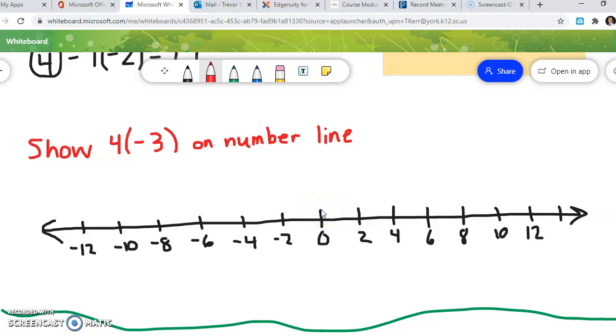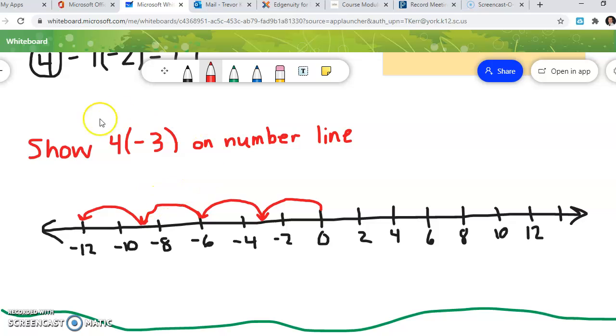So we're doing 4 groups of -3. I'm going to do a group of -3, and I know that -3 is right there in the middle of -4 and -2. So that's one group of -3, and I'm going to keep doing that. Then another 3 takes me to -6. There's a second group. Another group of 3 would take me here to -9, and then one more group of 3 would take me here to -12.